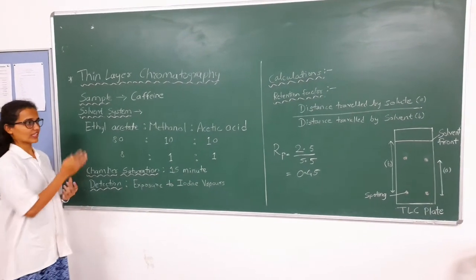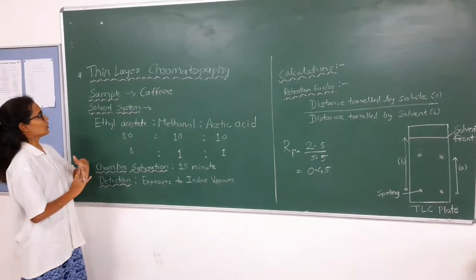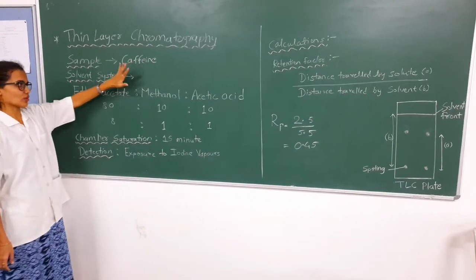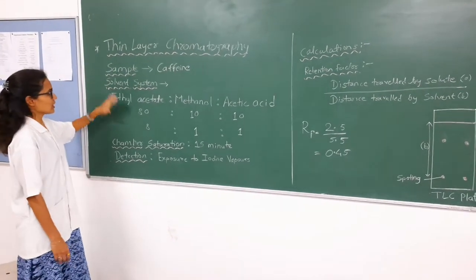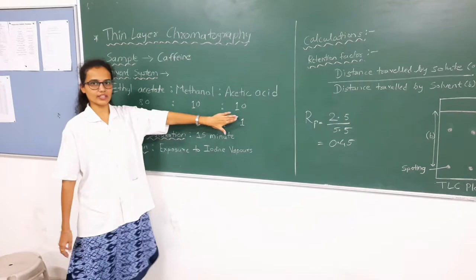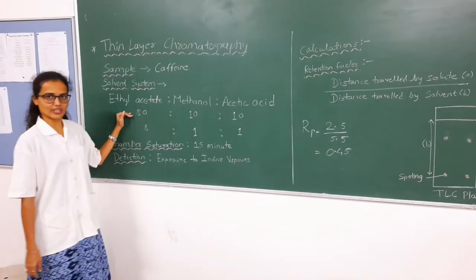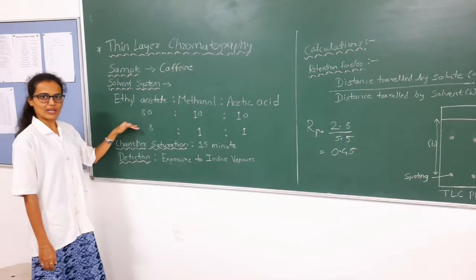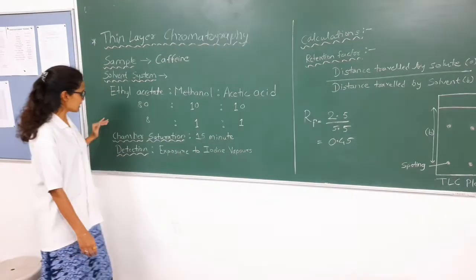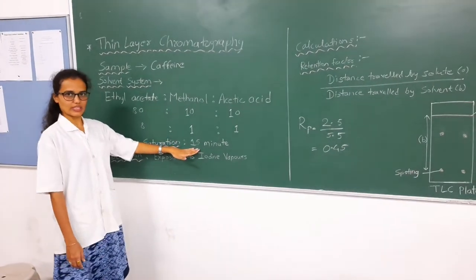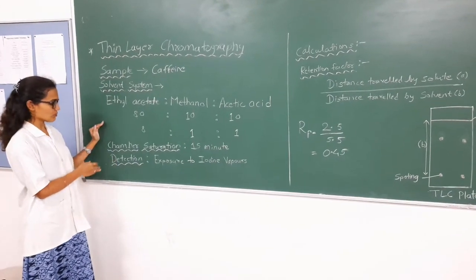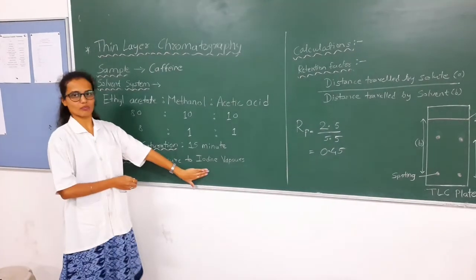Now we will see the calculation part of thin layer chromatography. The sample used was caffeine, 1 milligram of sample in 1 ml of solvent. The solvent system used was ethyl acetate, methanol and acetic acid in the ratio 80-10-10. This ratio is for 100 ml, and we have prepared 10 ml of mobile phase, so 8:1:1 we have taken. The chamber was saturated for 15 minutes, after that the plate was inserted, and after the plate was removed, it was placed in the iodine chamber.